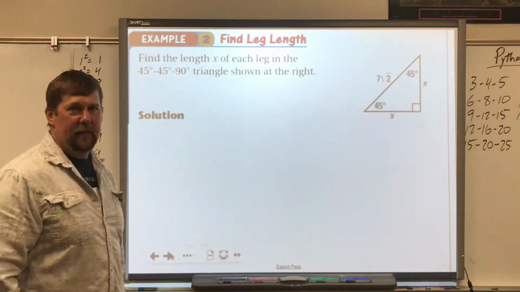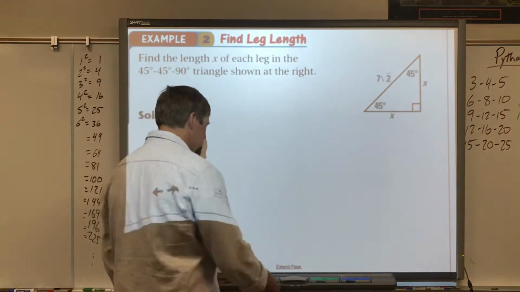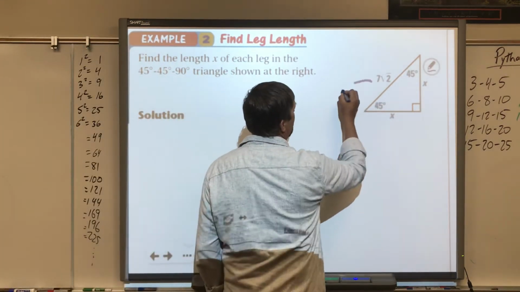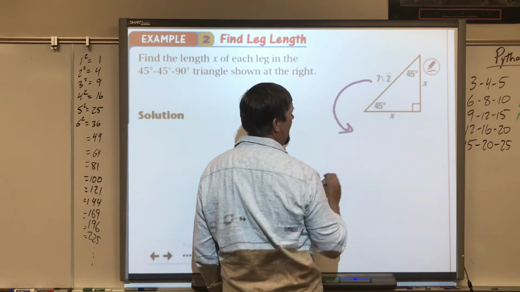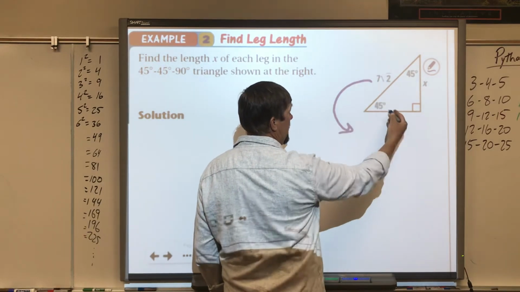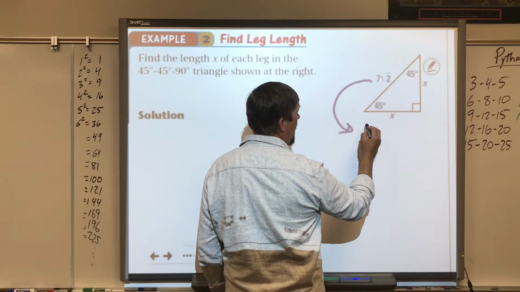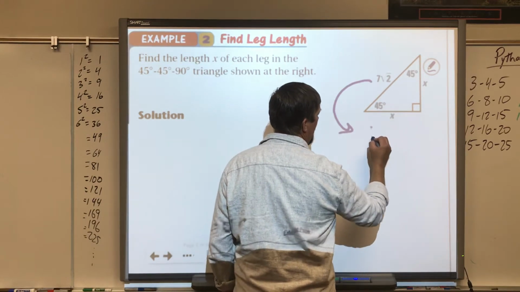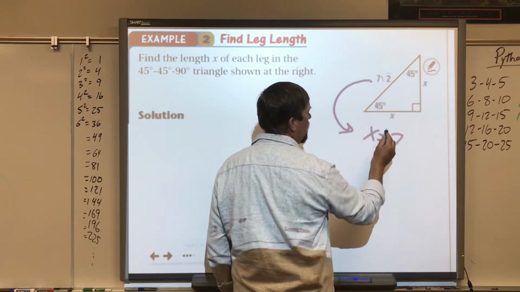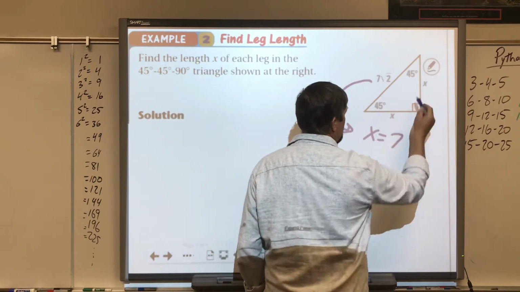Now, this time, they give you the hypotenuse. To go from the hypotenuse down to the leg, you basically take off the square root of 2, so x is 7. And of course, if this side is 7, so is the other side.